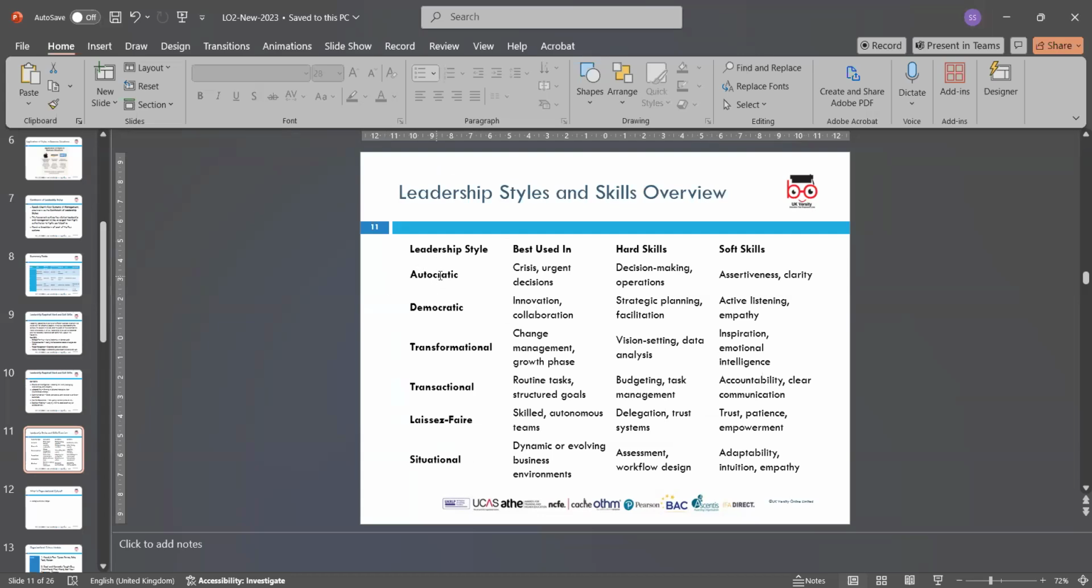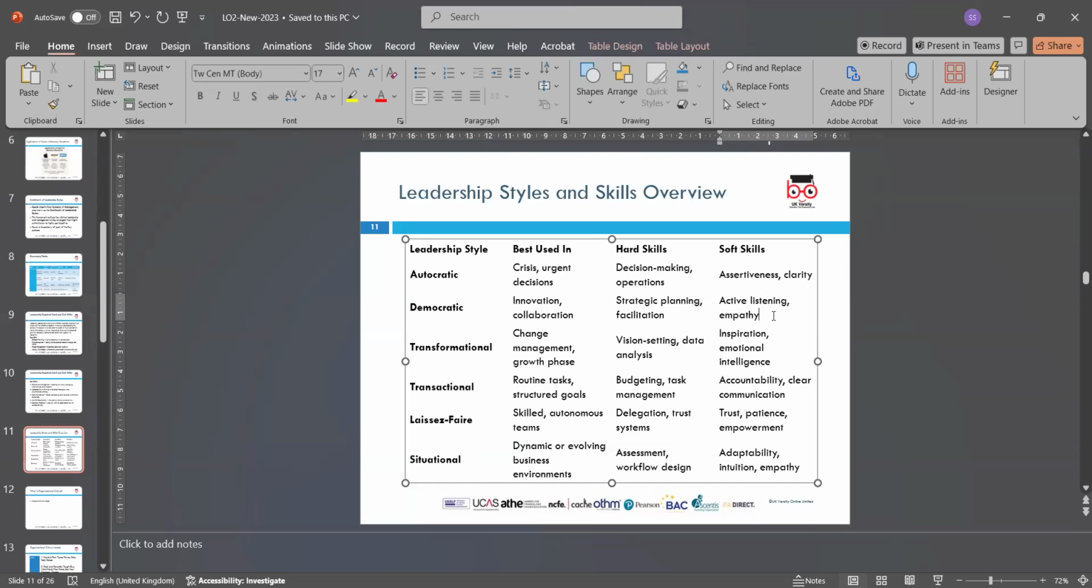So if you are going to use the autocratic style, maybe urgent decisions are required, so decision making and operations, such kind of skill you should have. Democratic style, you have skills of strategic planning, facilitation, active listening, and empathy, because when you are democratic, you are encouraging participation, so you should be actively listening and empathizing with your employees, with what they are trying to say.